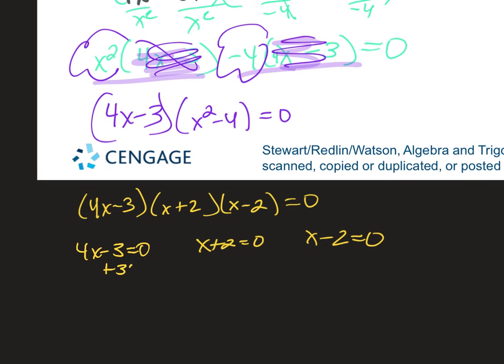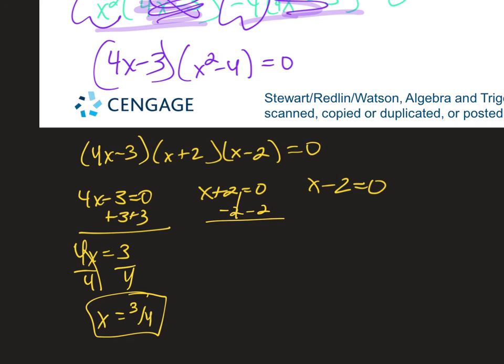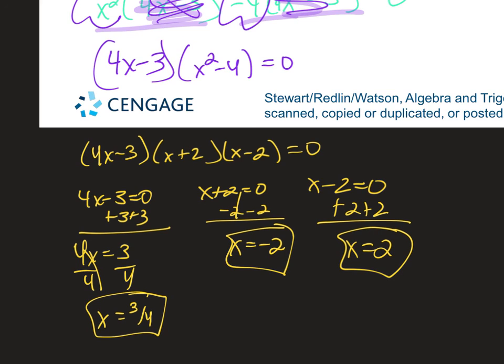So I'm going to add 3 to both sides here. I get 4x equals 3. Divide both sides by 4, and I get x equals 3/4. I'm going to subtract 2 from both sides, and I get x equals negative 2. I'm going to add 2 to both sides and get x equals positive 2.